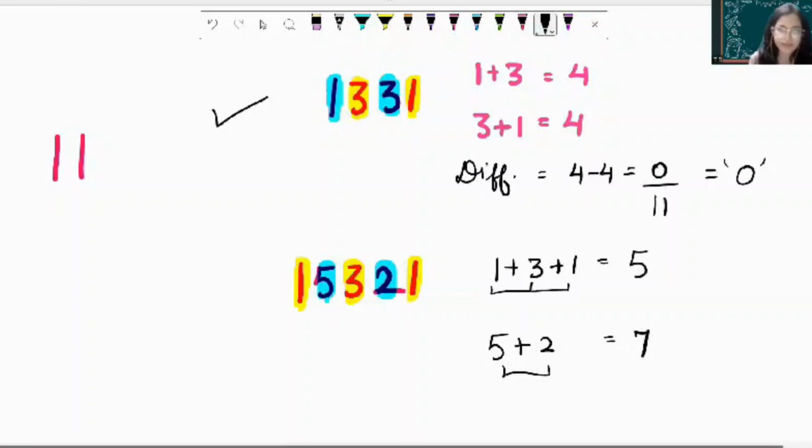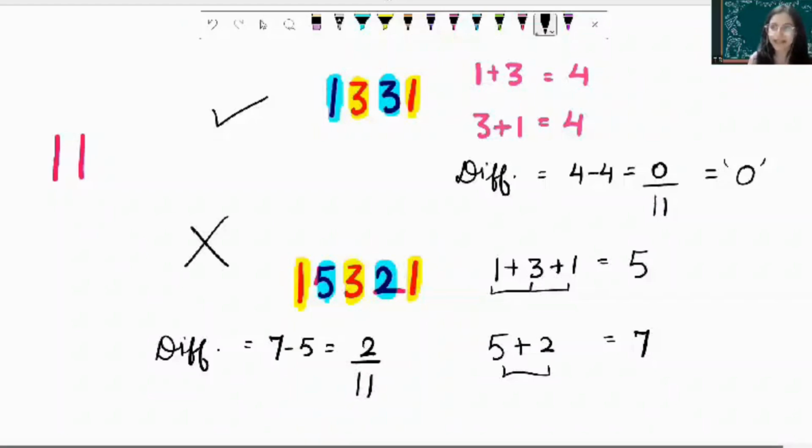So what is the difference over here? Difference is 7 minus 5, which is 2. We say that 2 is not divisible by 11, right? So it means that this whole number is not divisible by 11.